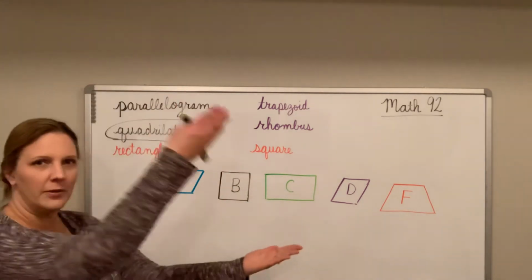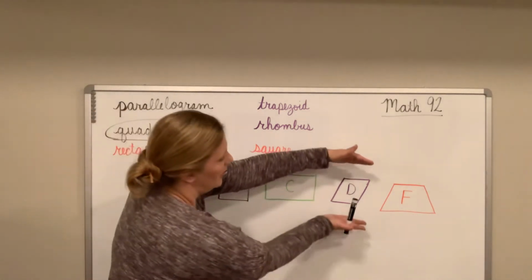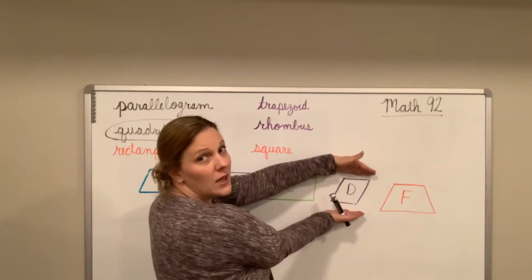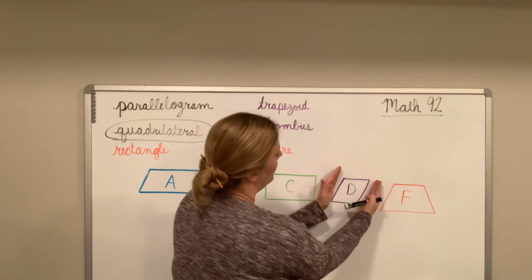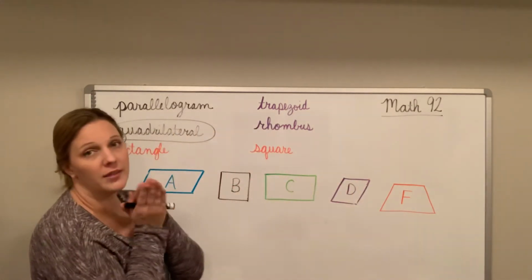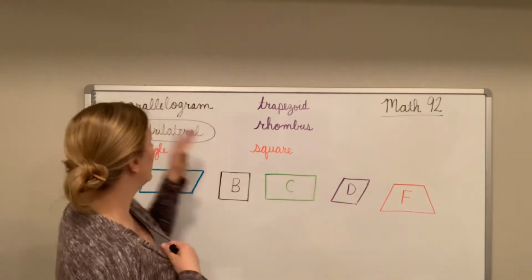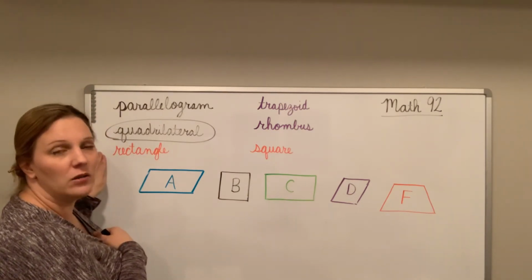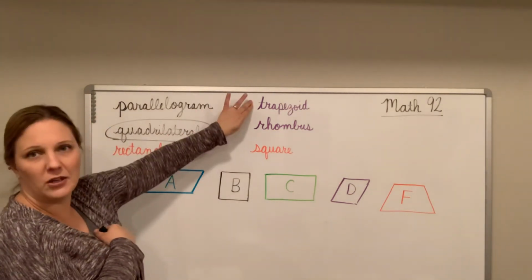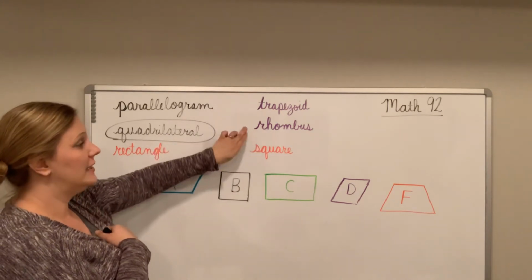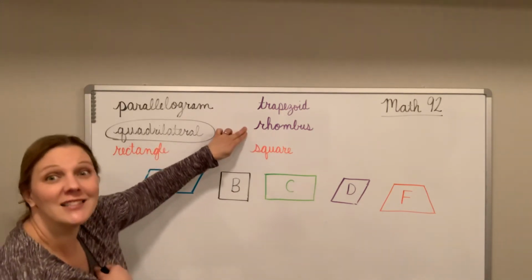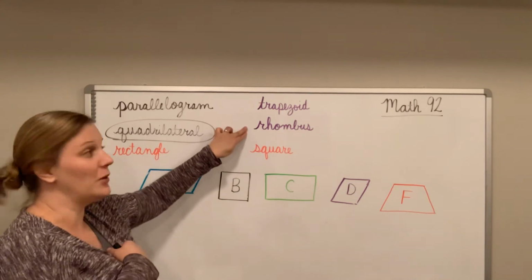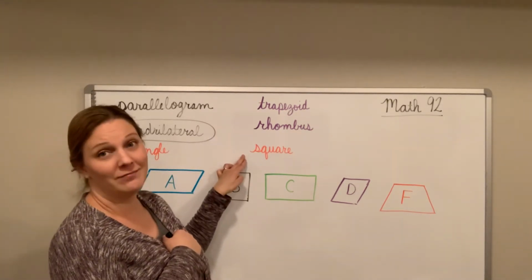All right, ladies and gentlemen, turn your attention to D. D has these two horizontal lines, these two oblique lines, and they are all the same length. So does that make it a parallelogram? Yes. Does that make it a rectangle? No. Does that make it a trapezoid? No. Is D a rhombus? Yes. All four sides are the same length, so yes. Is D a square? No.